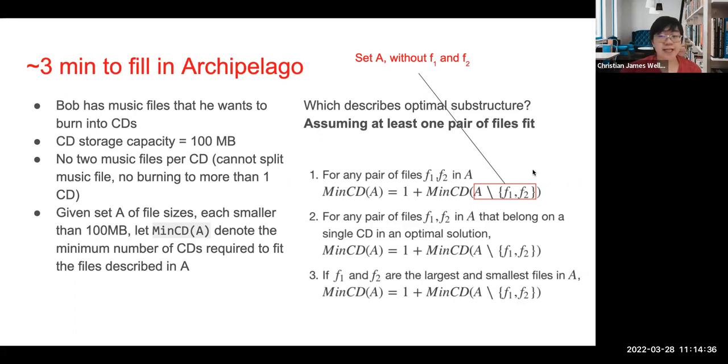Yes, so there's a question in the chat. The backslash means without. You can think of it as without, set subtraction.